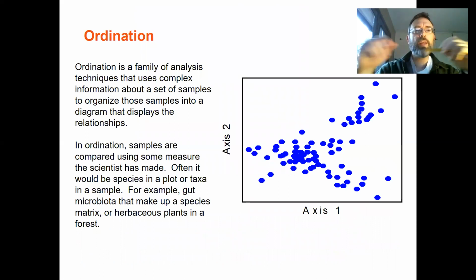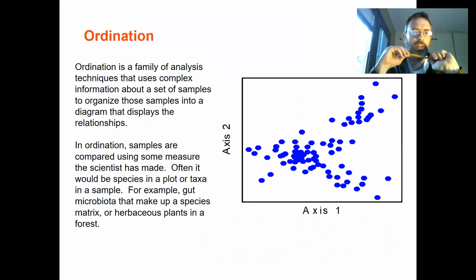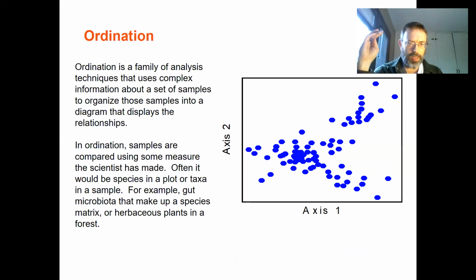Okay, so ordination is a family of analysis techniques that uses complex information about a set of samples to organize and display information. In ordination, samples are compared using some measurement the scientist has made. Often this is, as I mentioned, a plot or some sample, and the measurement we've made is taxa or species. Like, for example, herbaceous plants in a forest.